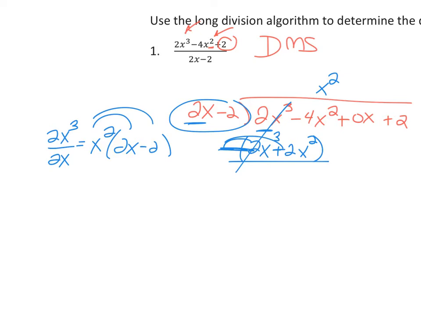And I'll have negative 4x squared plus 2x squared. So that's a negative 2x squared. Drop down the 0x and drop down the 2. Okay. So I'm going to go ahead and start the whole process over again.